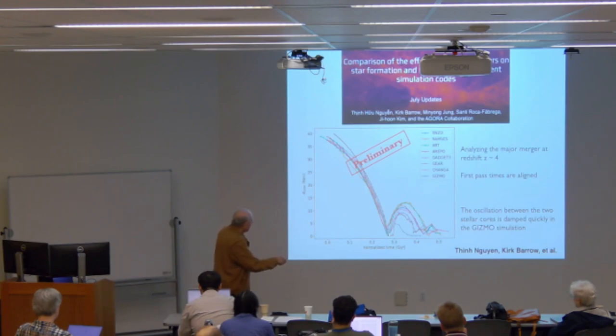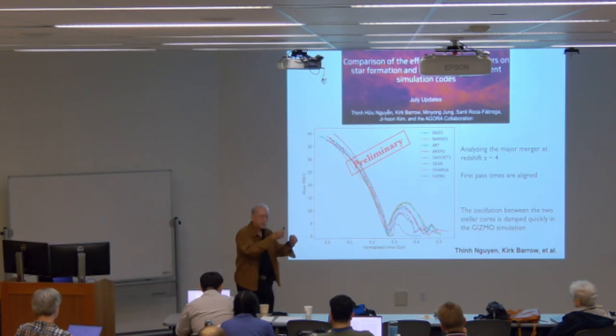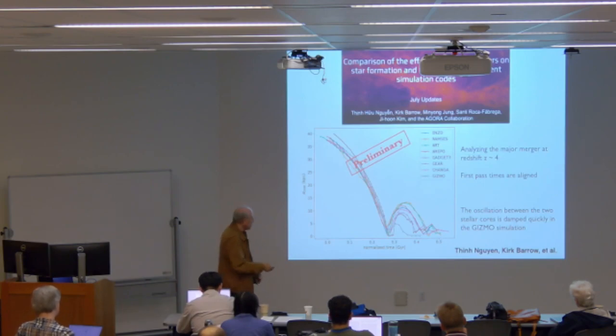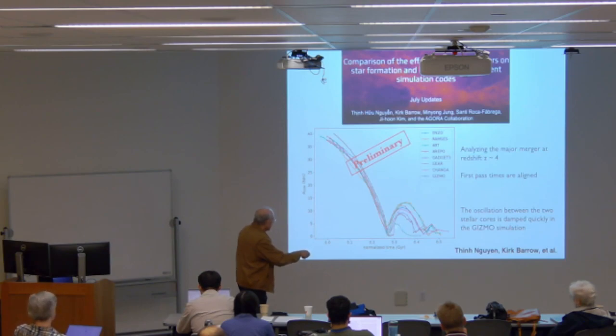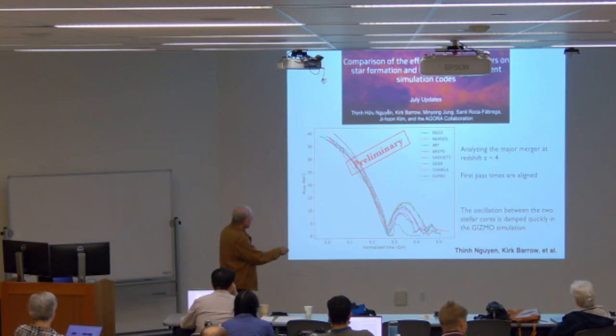So, and all the codes have a first close passage, a separation, and then another close passage where the centers more or less merge, except for one. Gizmo merged pretty much in the first close passage. That was odd. What happened during the first close passage, the separation, and the second?